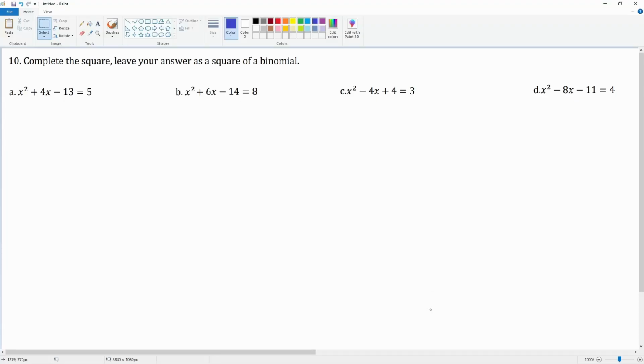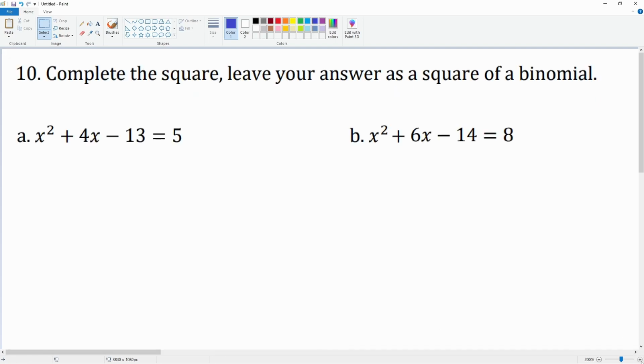For number 10, it's going to ask us to complete the square, then leave your answer as a square of binomials. It's not going to make sense, so let me show it to you. First of all, we want to complete the square. To complete the square, what you have to do is you have to get incomplete.